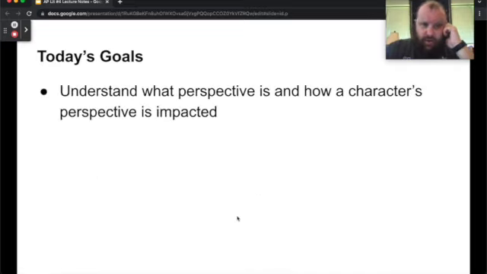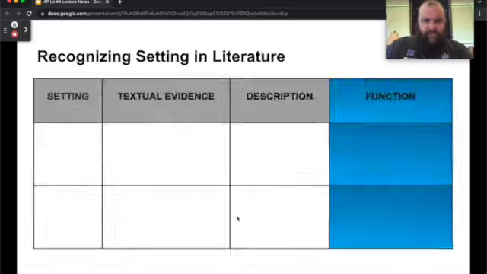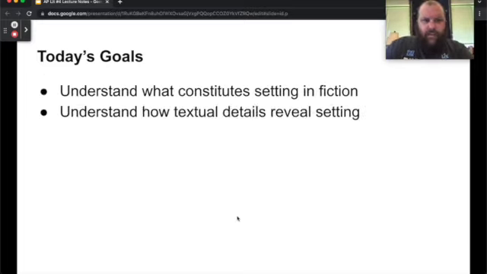Today's goals were to understand what perspective is. Nope, these are from last time. I'm so sorry. I forgot to change here. So sorry. Here we go. Today we were trying to understand what constitutes setting in fiction and understand how textual details reveal setting. All right. And so hopefully this video helped you do those two things. Sorry about the little mix up at the end there. But hopefully this video was helpful, and I'll see you next time.